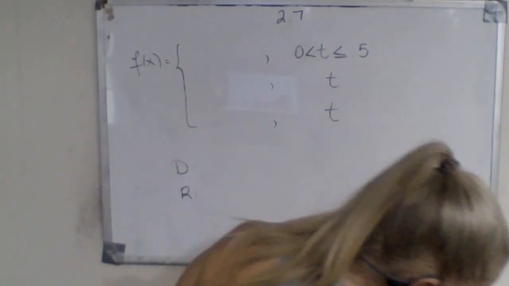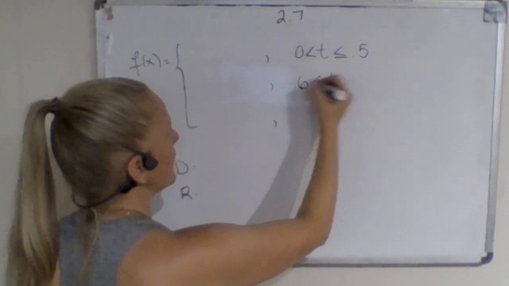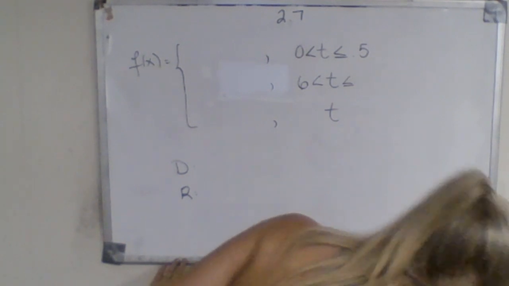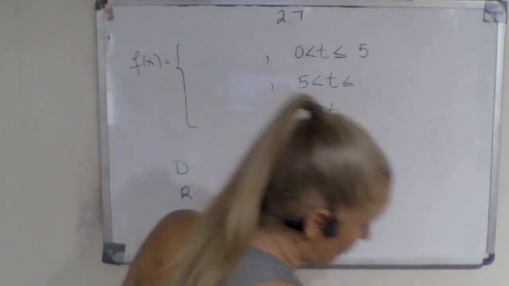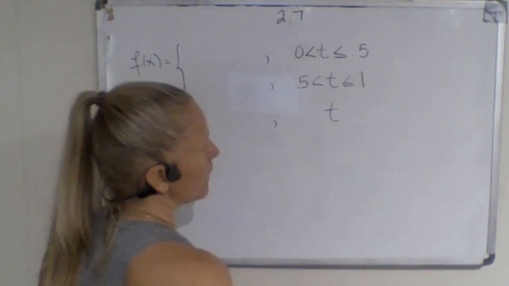My second condition is when it starts at 6. So if it's greater than 6 hours, but less than, no, never mind. I'm reading the y. It starts if you stay in the parking lot more than half an hour, up to 1 hour, right?